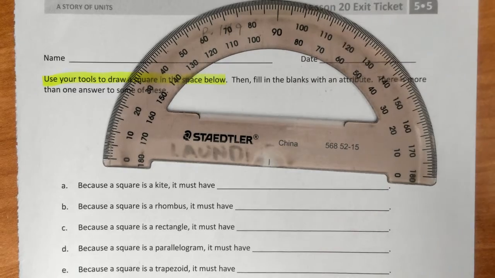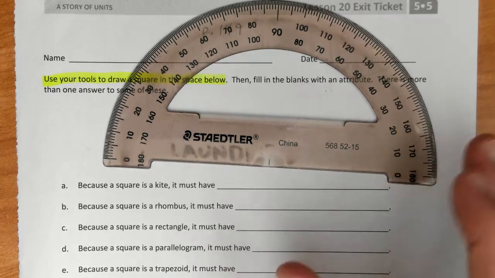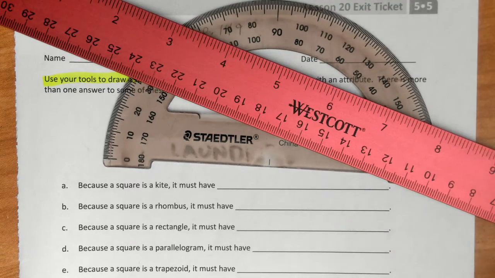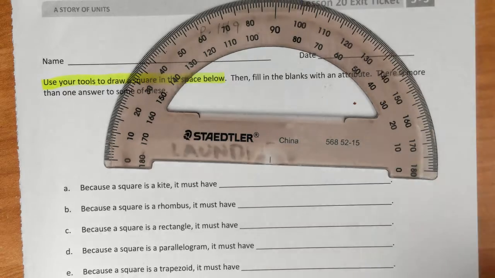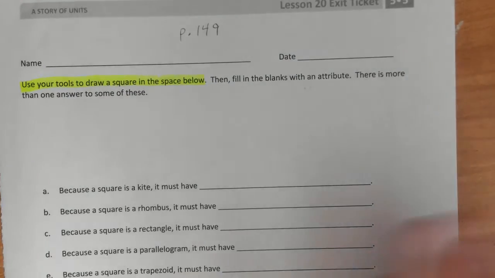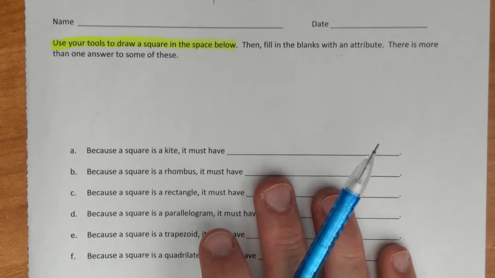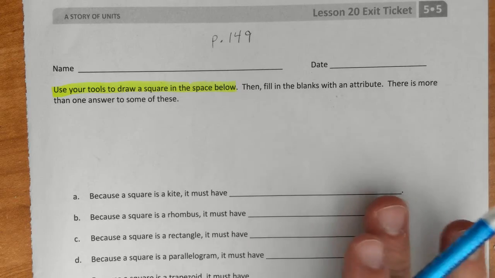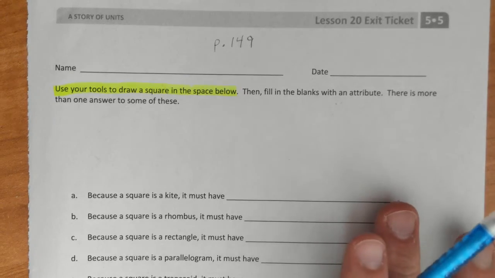And by tools, I mean a protractor, which hopefully you either have or you've printed one, and a ruler, which you hopefully have or have printed one. Because if we use the tools correctly, we're going to draw a very specific shape. It's going to be completely accurate, and it'll help us when we're answering these questions down below. Now, you can do this in the book. You can do it on a piece of line paper or blank paper.